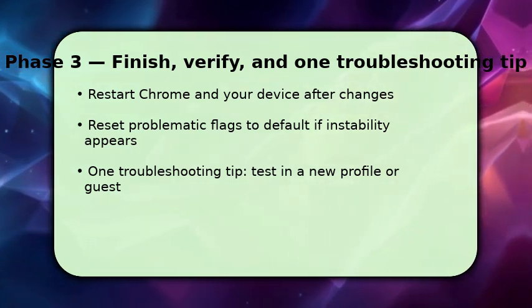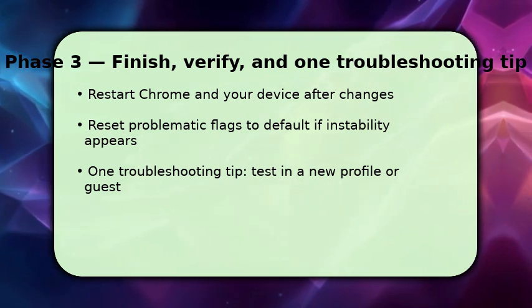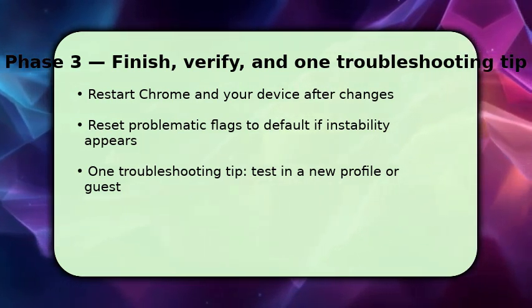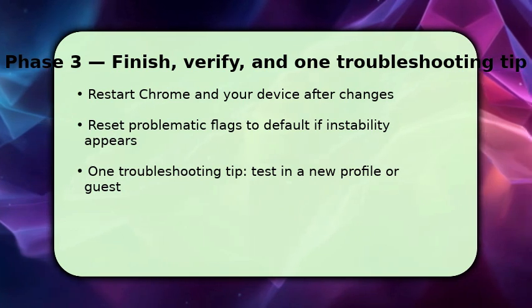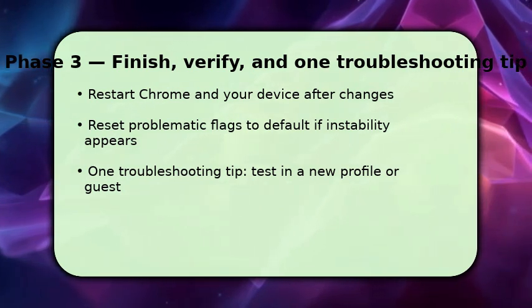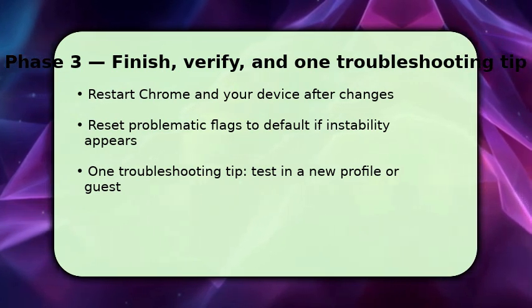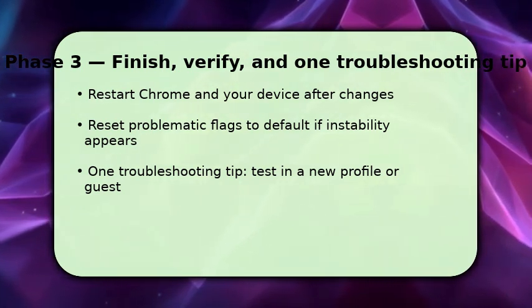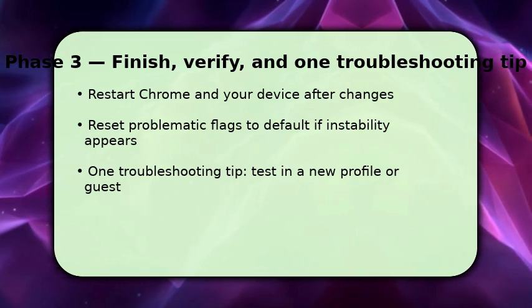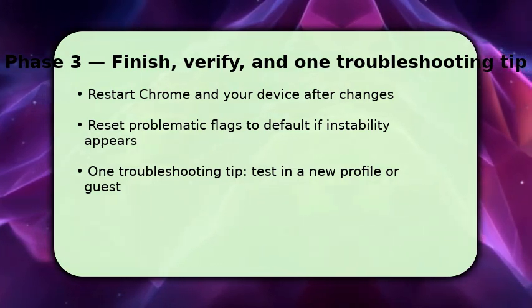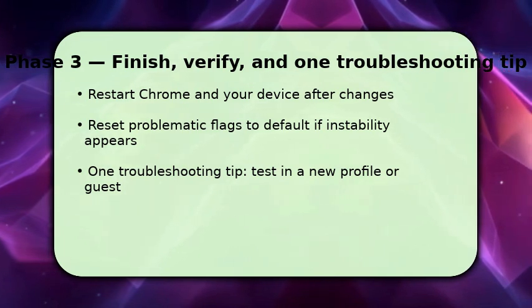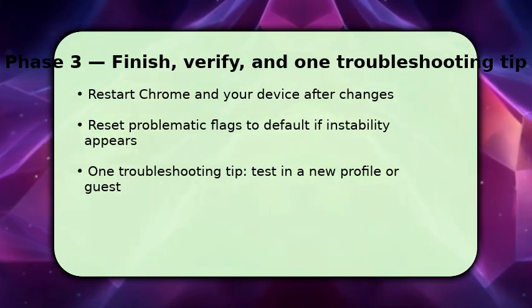If you adjusted chrome://flags and see instability, reset those flags to their default values. Experimental flags can block extensions. Make sure to test the extension in a fresh Chrome profile or guest mode. This isolates profile-specific conflicts. If it works there, migrate settings selectively. If not, the extension itself may be deprecated or require an update from the developer.